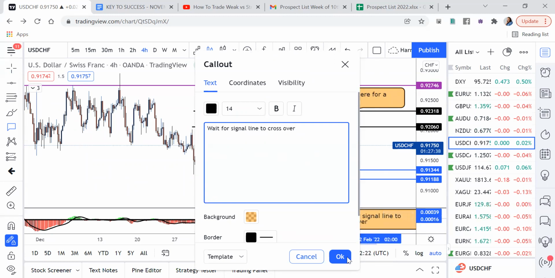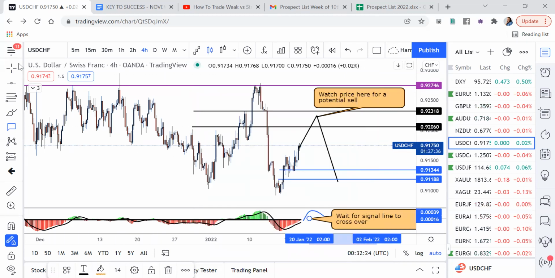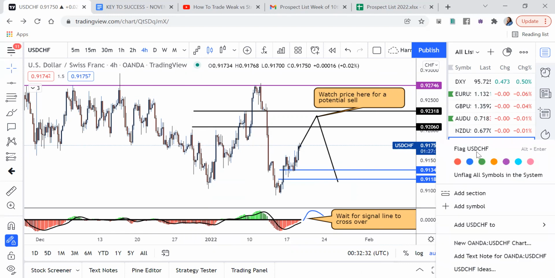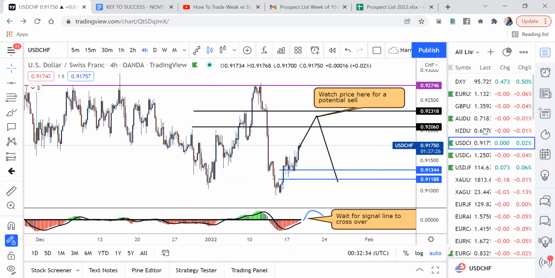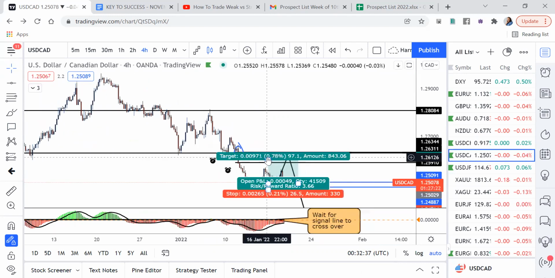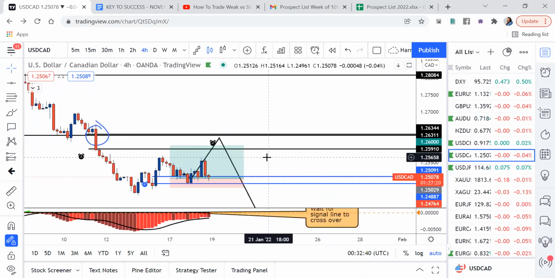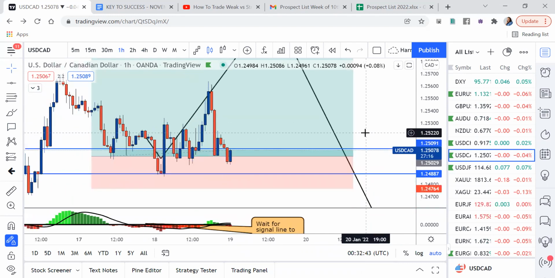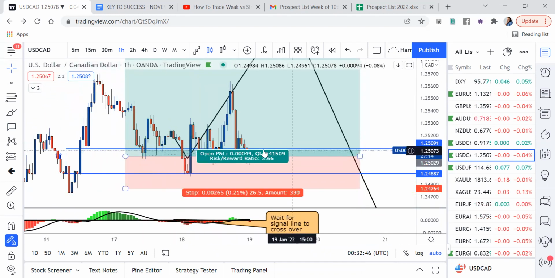Right, so both of them should align. Right, so that's my analysis on USD CHF. Let's look at USD CAD. Still in this setup, we went into some profit today, and then price came back and retested. So right now it's hanging around entry, right?